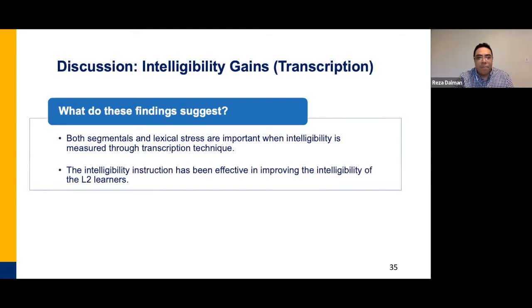And what do these findings suggest? These findings suggest that both segmentals and lexical stress are important when intelligibility is measured through a transcription test. And the intelligibility instruction has been effective in improving the intelligibility of the L2 learners, because the intelligibility group, which received online-based intelligibility instruction, could improve in intelligibility significantly from the pre to post test.